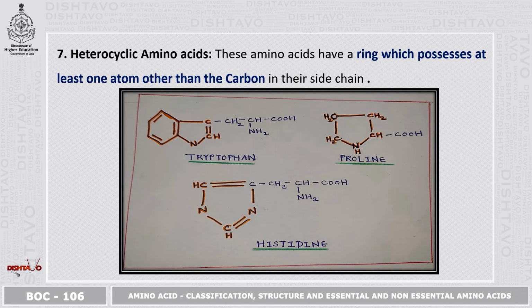Heterocyclic amino acids. So these are the amino acids having a ring which possesses at least one atom other than carbon. Now, in this case, if you see this particular ring, the ring will have at least one atom other than carbon. So here nitrogen is the different one, otherwise all are carbon. Nitrogen is the only atom which is different. So, a heterocyclic ring is formed here. Same way here, nitrogen is present and the remaining all are carbon. Same way here. So, to cite an example under this, we have tryptophan, then we have proline, we have histidine.